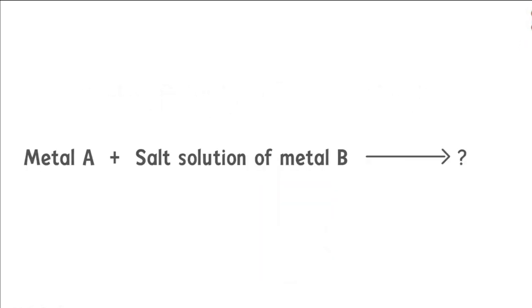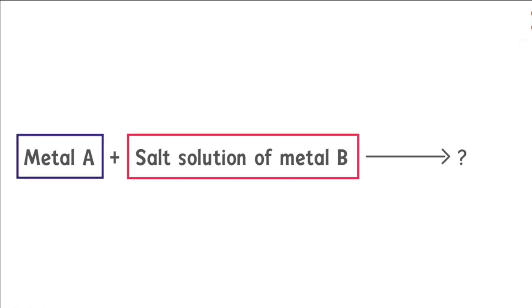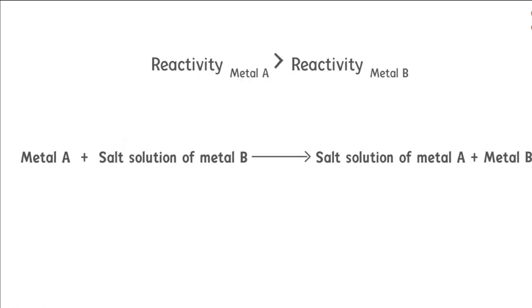Now we will discuss when one metal reacts with the salt solution of another metal. The concept behind this reaction is that the less reactive metal is displaced by the more reactive metal. So if metal A is more reactive than metal B, and we have the salt solution of metal B, then metal B will be displaced by metal A from its salt solution.